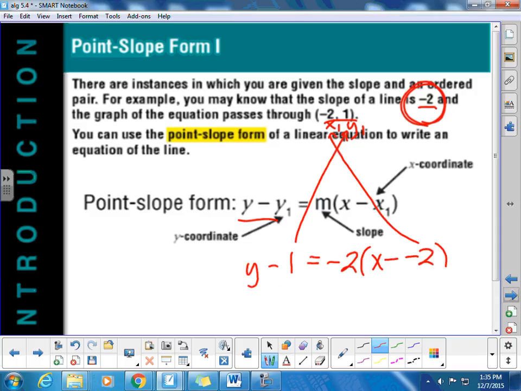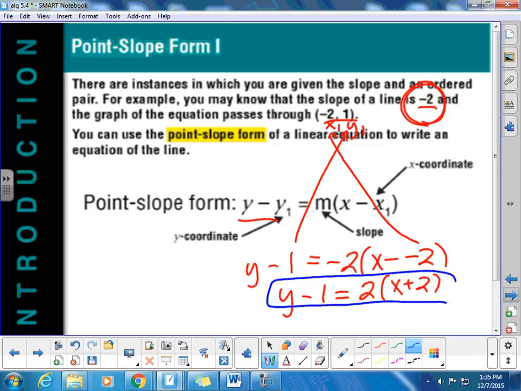So let's simplify it a little bit. y minus 1 equals -2 times x. A negative minus a negative number is the same as plus 2. So in point slope form, this would be the equation of my line.